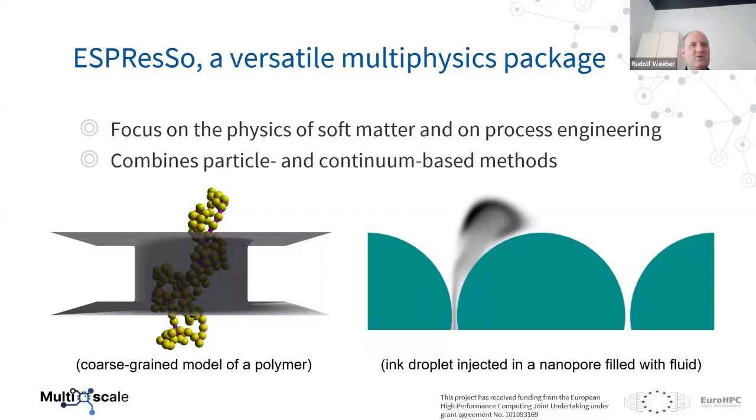So examples that you can see on the slides would be a coarse-grained model of a polymer, which is translocated through a nanopore. That is, for instance, the technique which is used for DNA sequencing. Coarse-grained here means that we don't resolve individual atoms, but we zoom out further and basically use a more coarse resolution in the description. And the second picture is of an ink droplet advecting in water. So we have diffusion and advection going on here at the same time. That is an example of the continuum methods that would be present in the software.